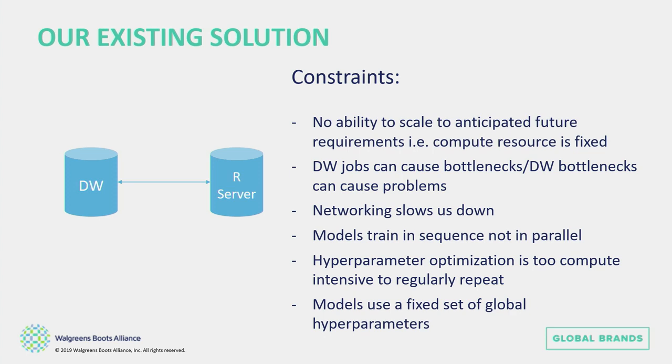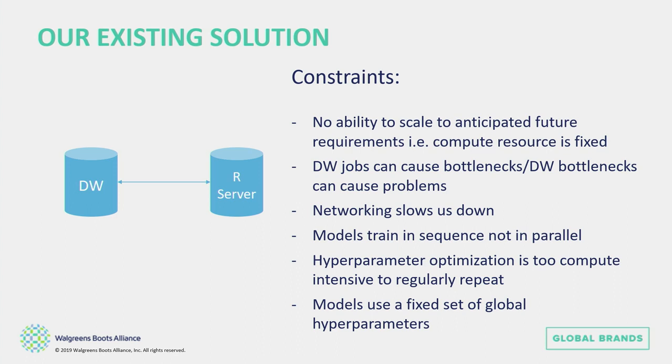But our existing solution is very simple. We have a data warehouse that produces all of the aggregates. It also stores all the data that we need for this type of workload. And we have a number of modeling servers where we actually do the machine learning. Unfortunately, we don't have any ability to scale either of these compute resources. They're on-premise, they're fixed, and given that the campaign activity is increasing and the number of models that we have to run are increasing, that's not future-proof.